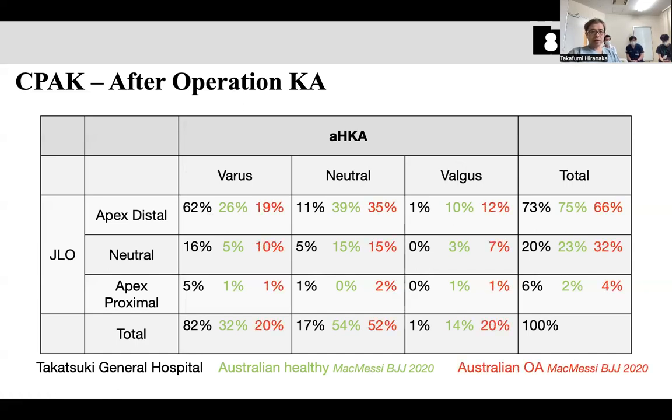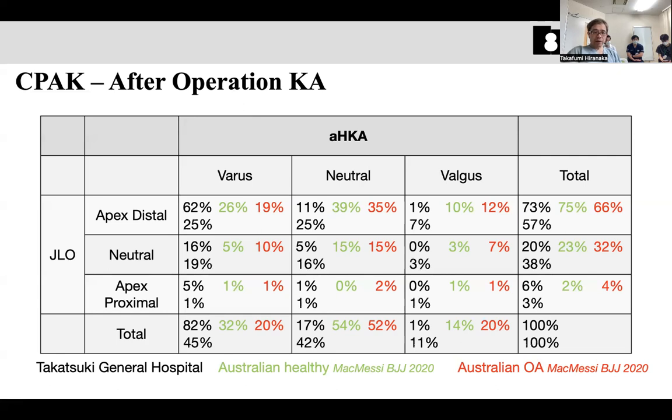And this is the osteoarthritis subject. The distribution is very similar to the normal population and to the Australian population. So the distribution is the same. This implies that HKA and JLO show the patient's native morphology or phenotype. This distribution does not change much between before and after osteoarthritis. So we can know the patient's native constitutional situation using this CPAK classification. This is one advantage of using the CPAK classification.